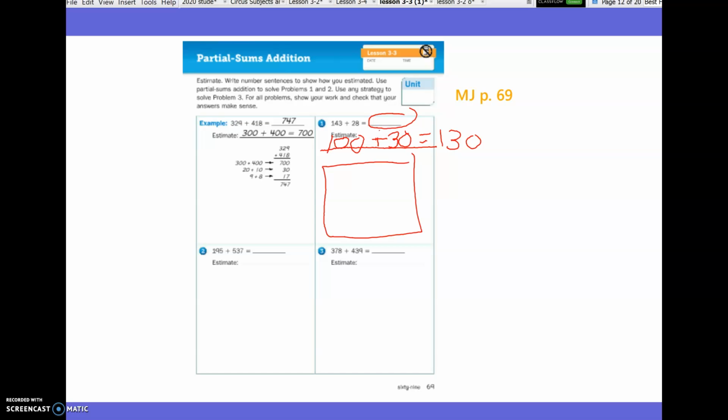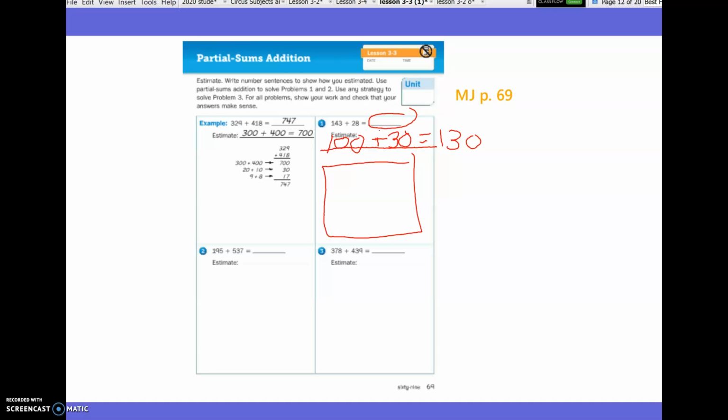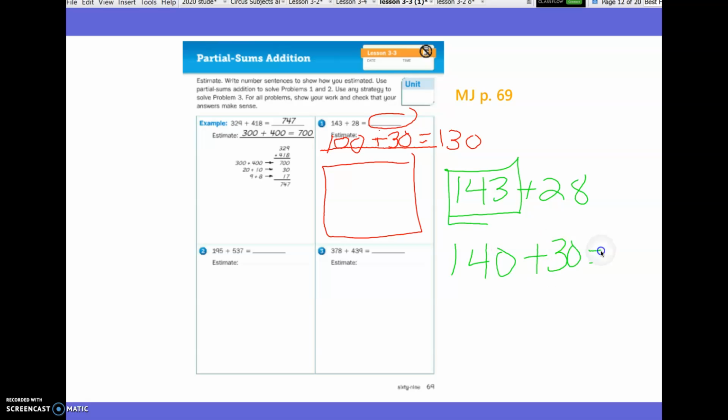Now my estimate is just one example of an estimate. Let me show you another here. So if it's 143 plus 28, I gave one example of an easy to use number, which is 100. But I can also round 143 to the nearest 10. I rounded it to the nearest 100. You could round it to the nearest 10 and it's going to be 140. And then this is still going to be 30. And I add that together. Well, 14 plus 3 is 17. So 140 plus 30 is 170. So I do this to show you that there's more than one way that you can round the number.